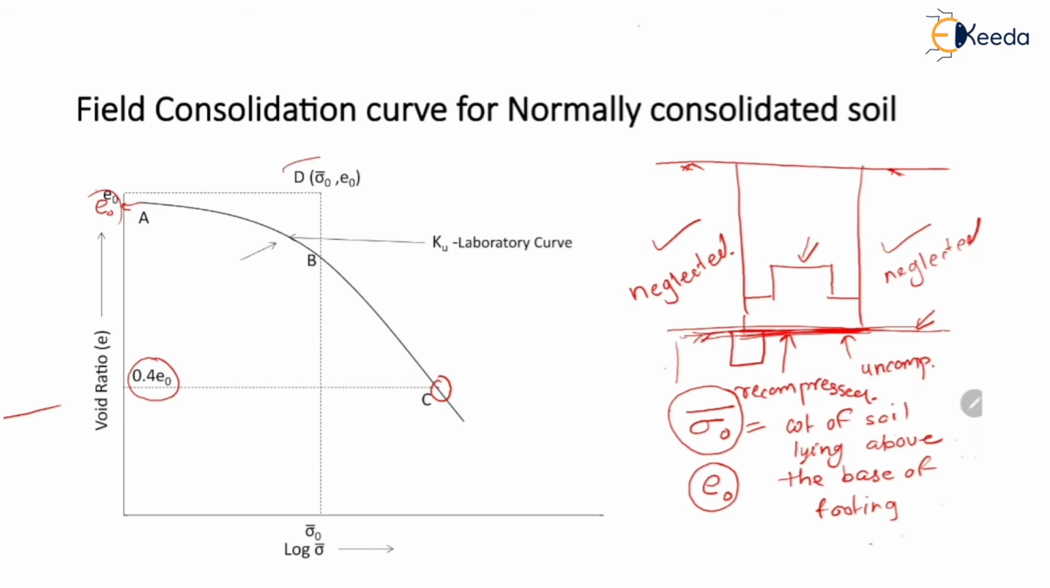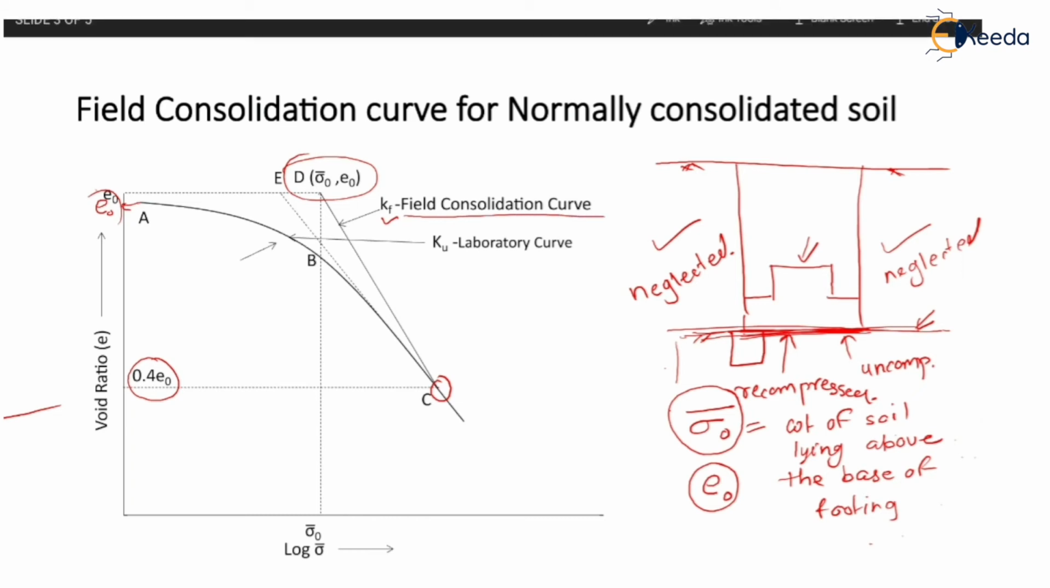So this D represents the actual initial field condition. So this point D must be lying on the field curve. So if we connect the line DC, then this line is called as field curve and it is represented as KF. Now let us talk about the sample.